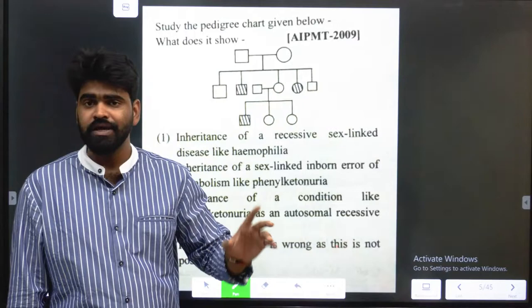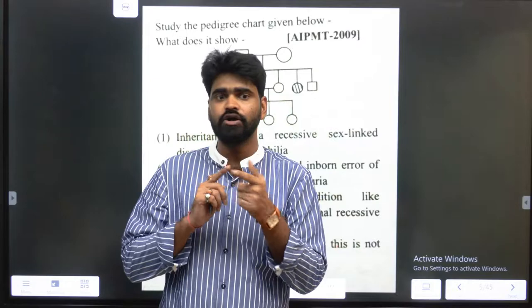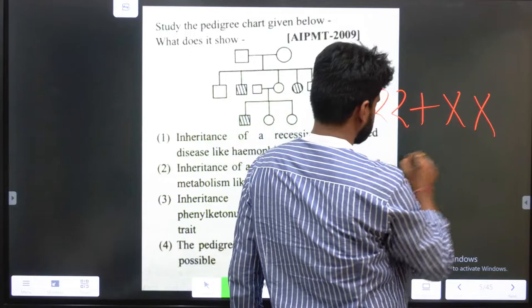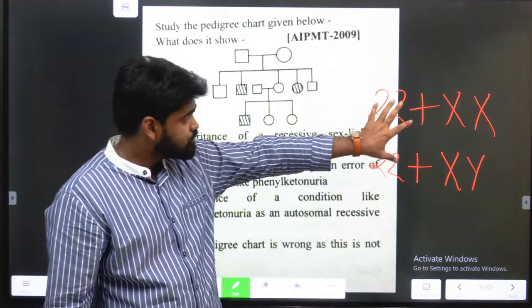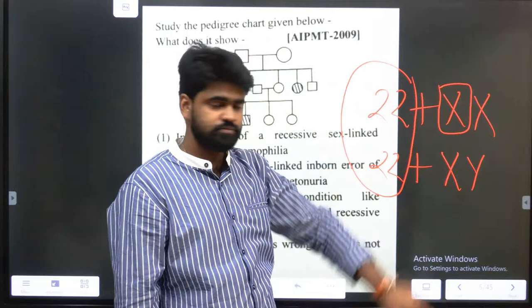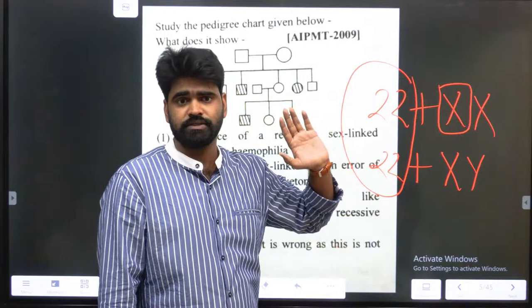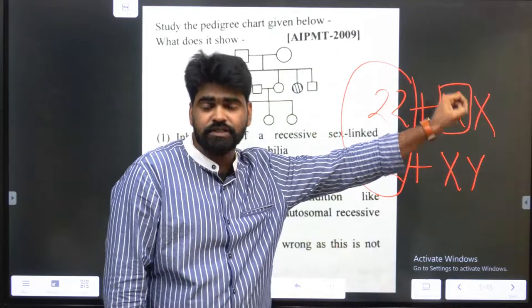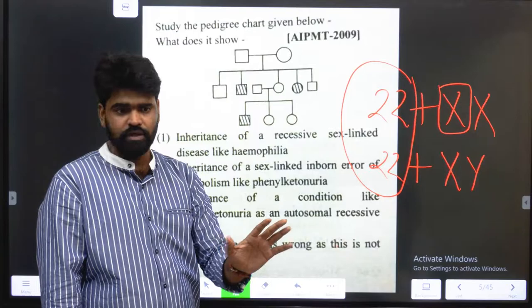Now the second type of criteria is sex-linked or autosomal. So we have 22 pairs of autosomes plus one sex chromosome or allosome. If the gene is present on these 22 chromosomes, it is called autosomal. And if the gene is present on the X chromosome, Y we don't care, nobody cares about boys, it means X-linked gene or sex chromosome. Clear?